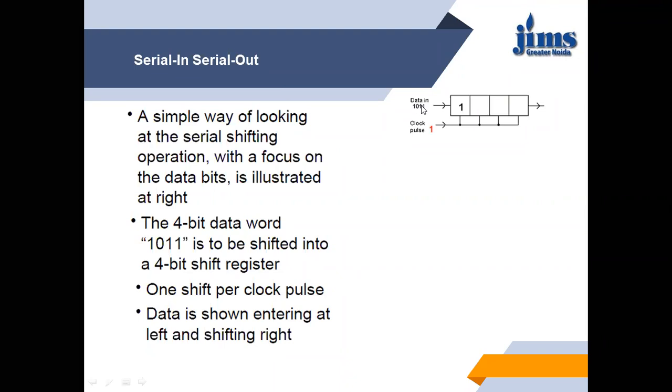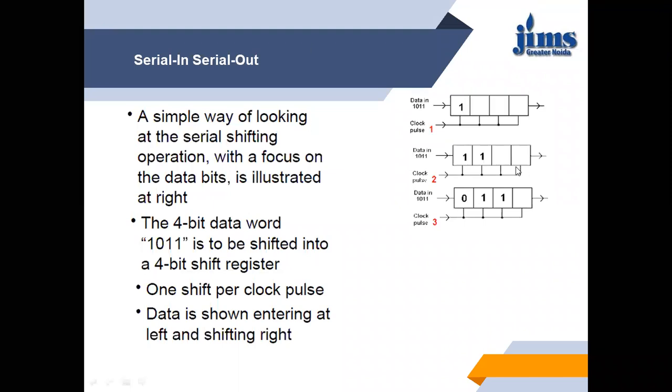Here is 1011. Whenever the first clock is active, 1 will be entered into the first flip-flop. With the second clock pulse, the next 1 will be entered, so the output of the flip-flops will be 1, 1. Suppose we have cleared the data, so initially it was 0, 0, 0, 0. With the first clock, 1 is entered into the A flip-flop. Now A is transferred to the B flip-flop and the next bit is entered into A. With the third clock, this 1 is transferred here and 0 is entered.